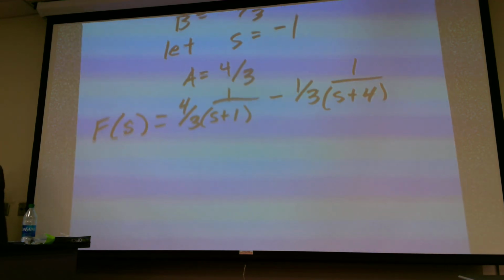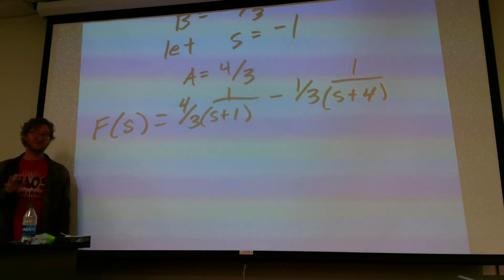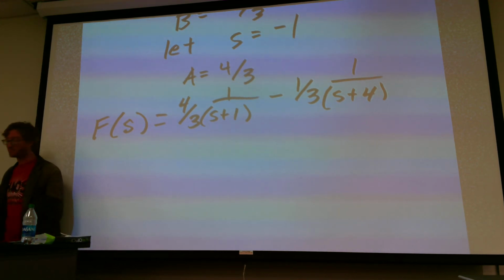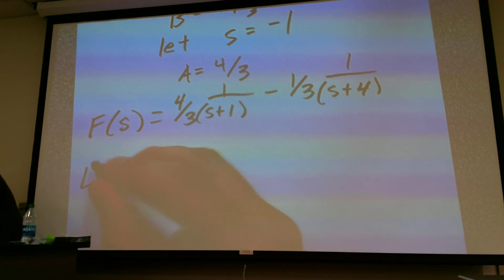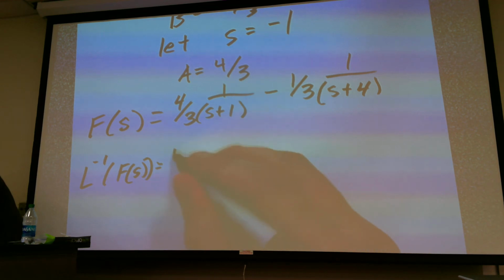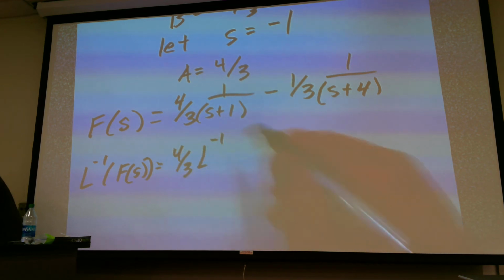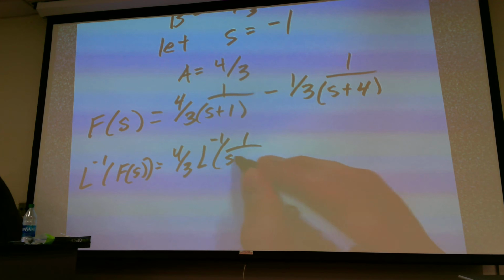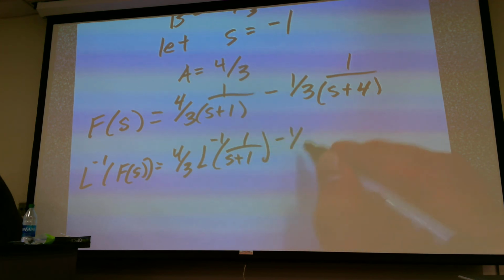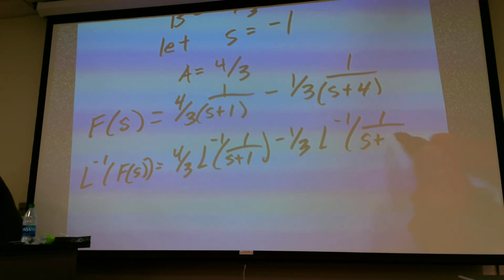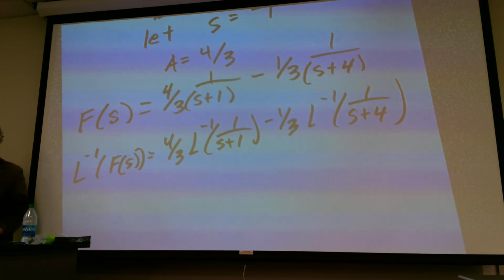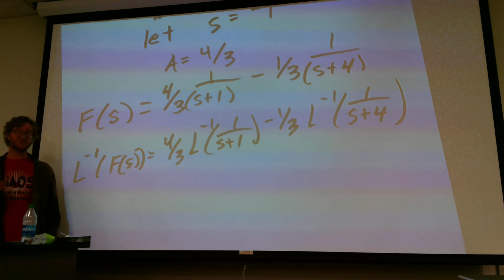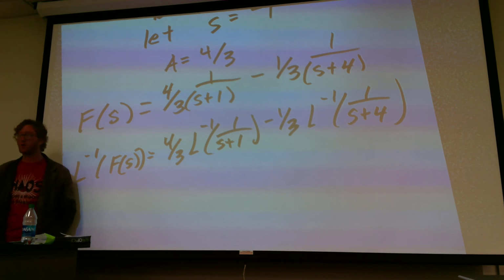Okay, great. We've got it broken up, and now we do the inverse Laplace transform on this thing to get the solution to our problem. So, L inverse of F of s will equal 4/3 L inverse of 1 divided by s plus 1 minus 1/3 L inverse of 1 divided by s plus 4. Okay? Now remember, it's 1 divided by s minus a, which equals e to the at. So these are positive, so this is like 1 divided by s minus -1.